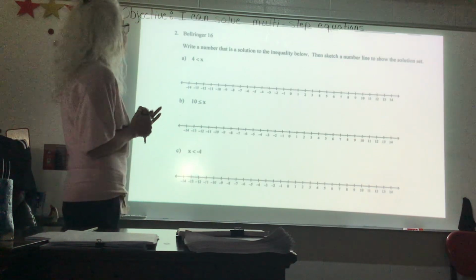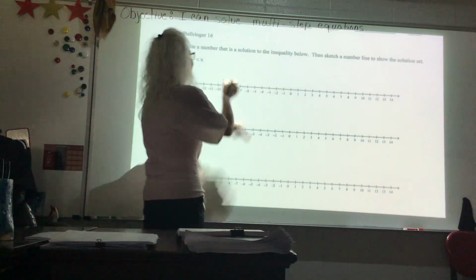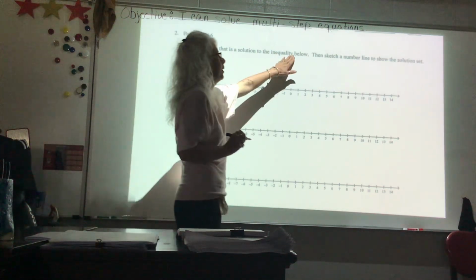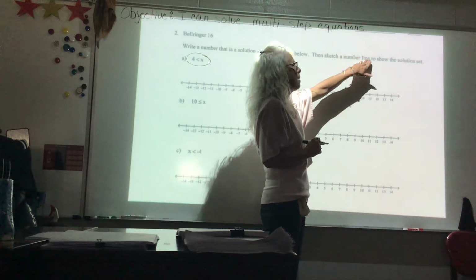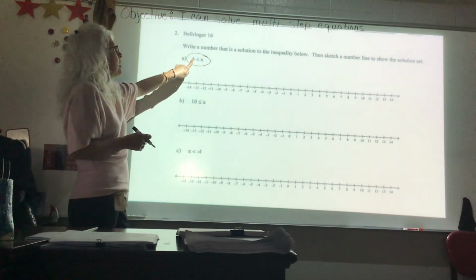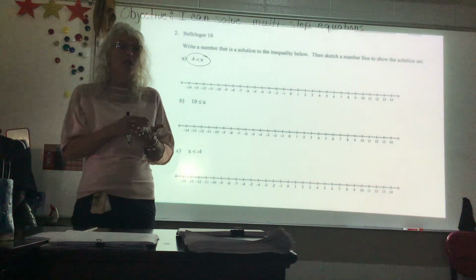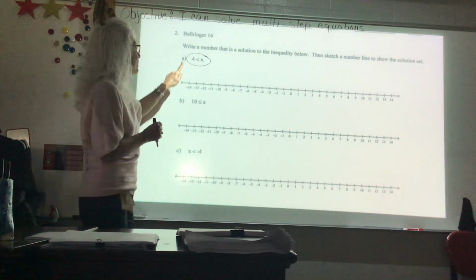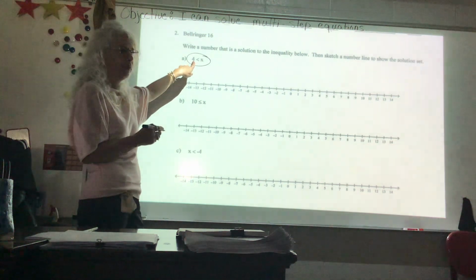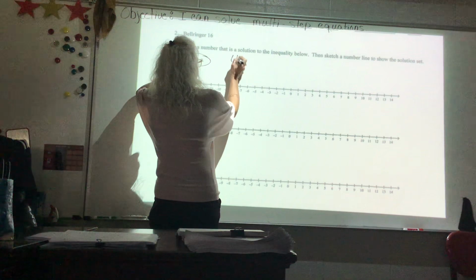Okay, so on Bellringer 16, it says, write a number that is a solution to the inequality below. Then sketch a number line to show the solution set. Remember, you have to write the inequality out in a sentence. So what does the inequality start with? 4, so I'm going to start my sentence with 4.